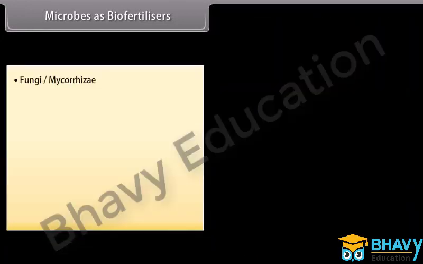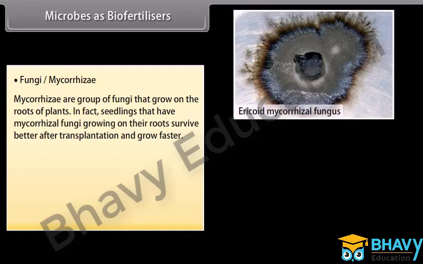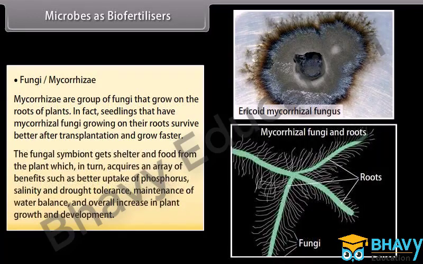Fungi or mycorrhizae. Mycorrhizae are a group of fungi that grow on the roots of plants. In fact, seedlings that have mycorrhizal fungi growing on their roots survive better after transplantation and grow faster. The fungal symbiont gets shelter and food from the plant, which in turn acquires an array of benefits such as better uptake of phosphorus, salinity and drought tolerance, maintenance of water balance and overall increase in plant growth and development.